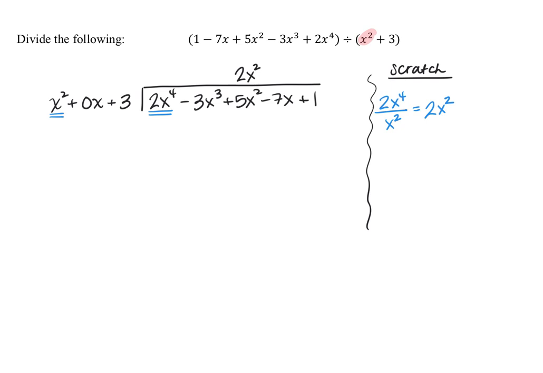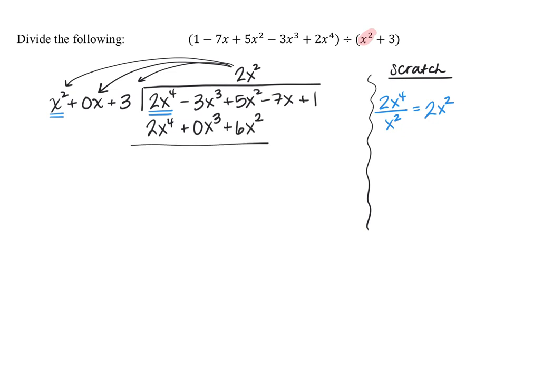So we did the division. Now we multiply. We're going to take that 2x squared and multiply it by the divisor. So 2x squared times x squared is going to be 2x to the fourth. 2x squared times 0x is going to basically be 0, but I'm going to go ahead and write 0x cubed. And then 2x squared times that positive 3 is going to be a positive 6x squared.